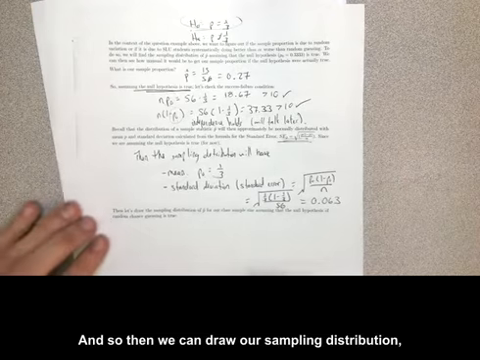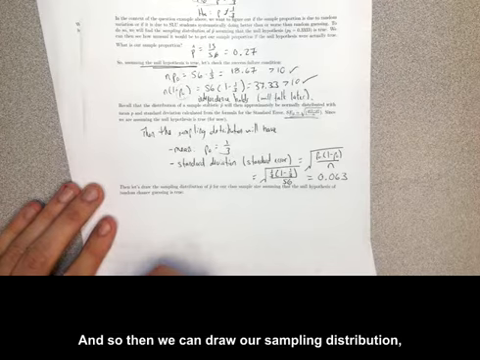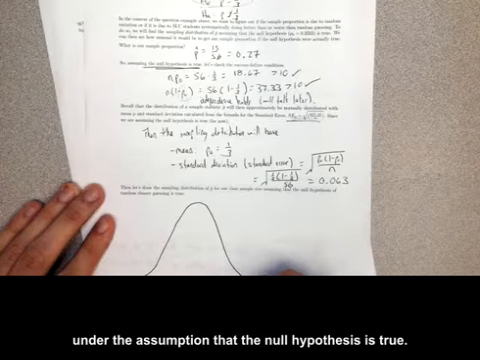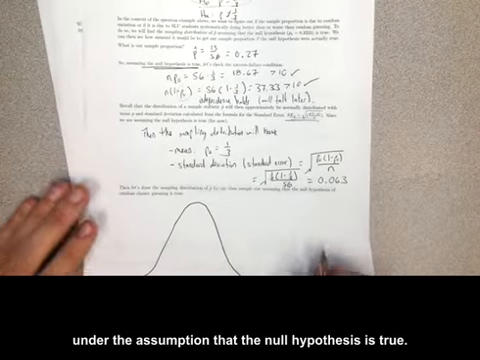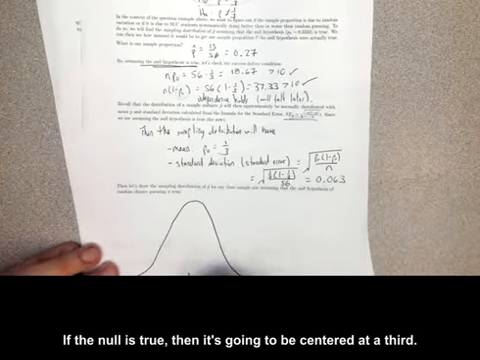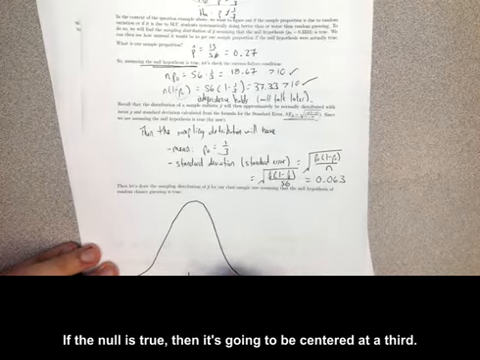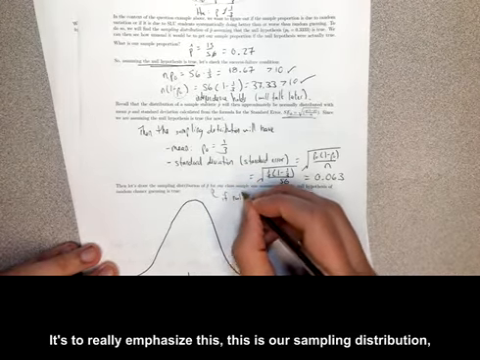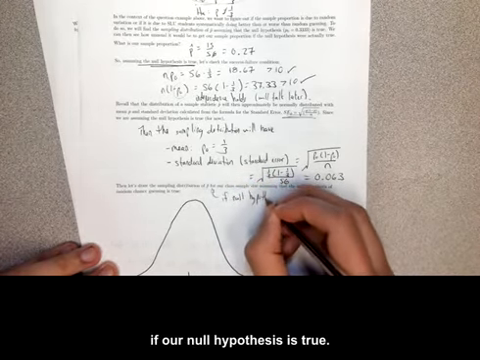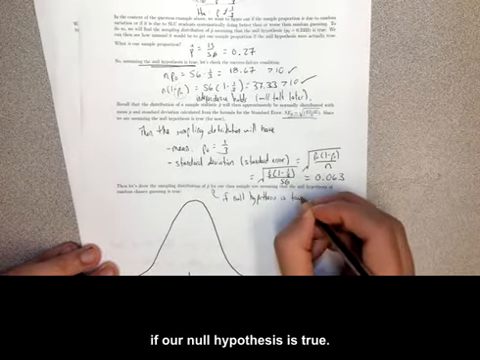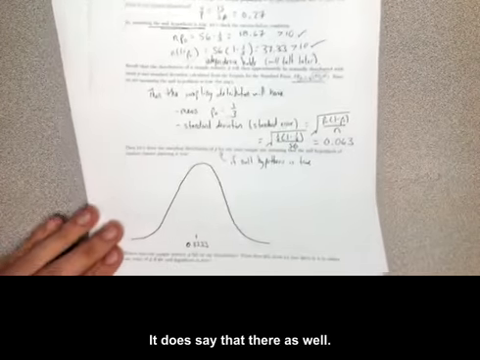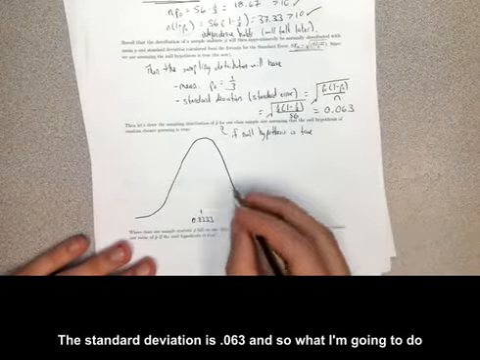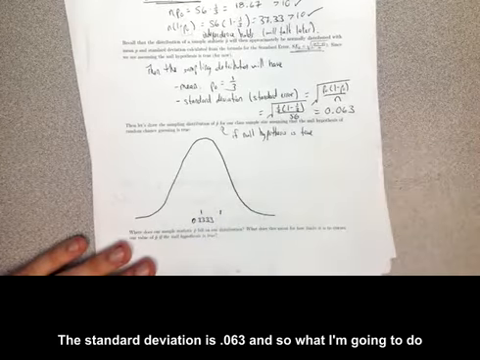Okay, and so then we could draw our sampling distribution under the assumption that the null hypothesis is true. If the null is true, then it's going to be centered at a third. Just to really emphasize, this is our sampling distribution if our null hypothesis is true. It does say that there as well. And so it's going to be centered at a third. The standard deviation is 0.063.